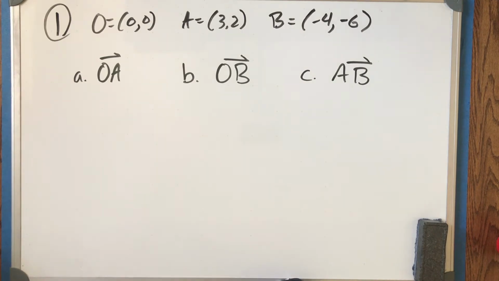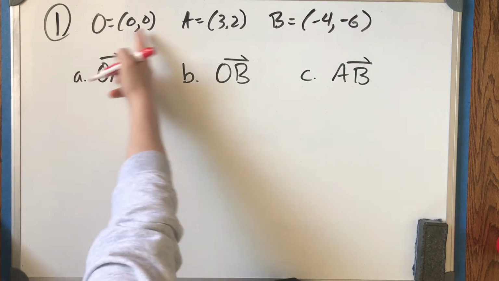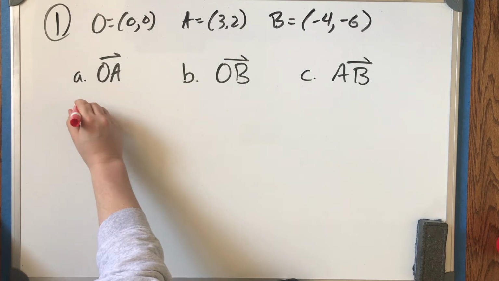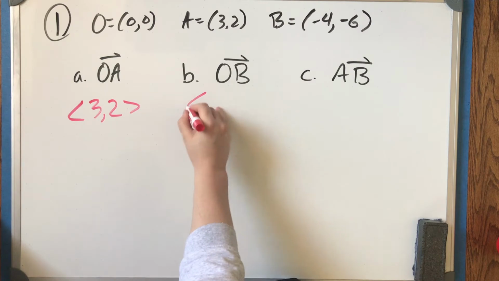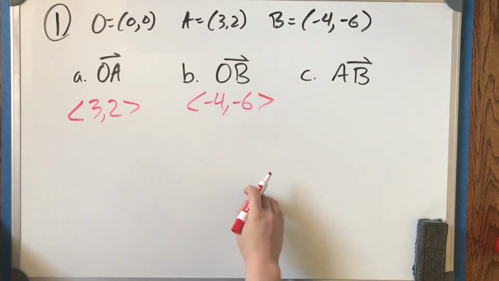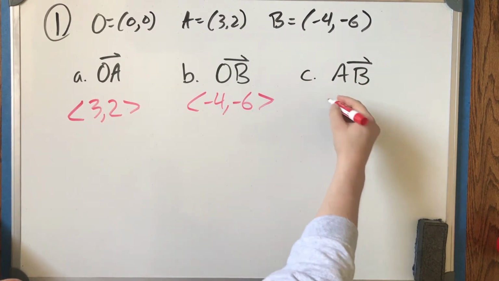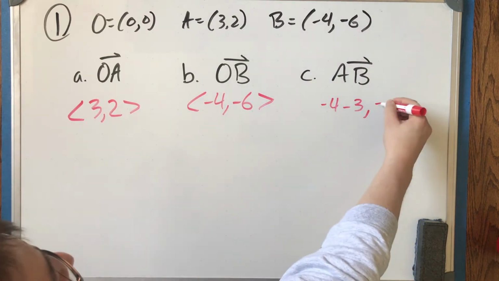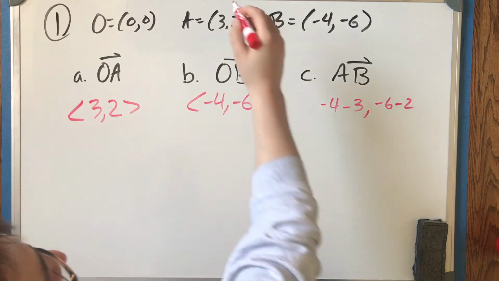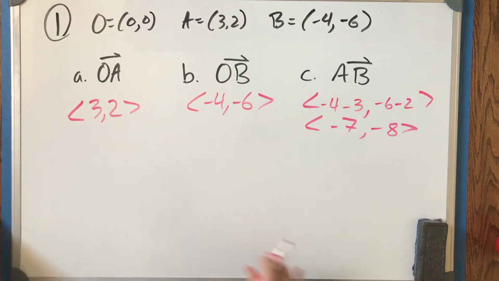Starting off with warm-up number one, we're going to find these three vectors given these points. This one is basically the standard position from the origin up to the point, so it's pretty straightforward. We just use vector brackets. Same thing with this one. And for this one, we have to do head minus tail. So I'm going to take B's x value and subtract A's x value, and then do the same thing, B's y value minus A's y value. I can just rewrite that, so that's <-7, -8>.